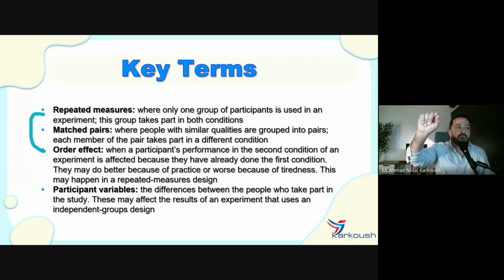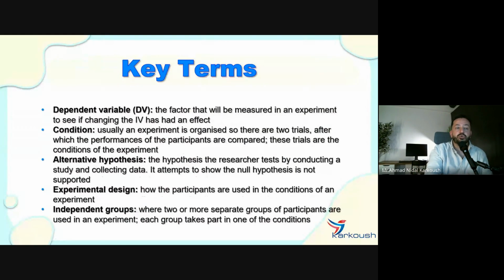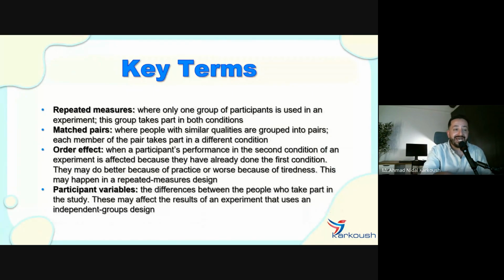Now, finally, we have participant variables: the differences between the people who take part in a study. People themselves are different, and these may affect the results of an experiment that uses an independent group design. What is, again, an independent group design? An independent group design is where two or more separate groups of people are used in an experiment, and each group takes part in one condition, and that's the problem. What if that group has variables in its participants that we were not aware of?